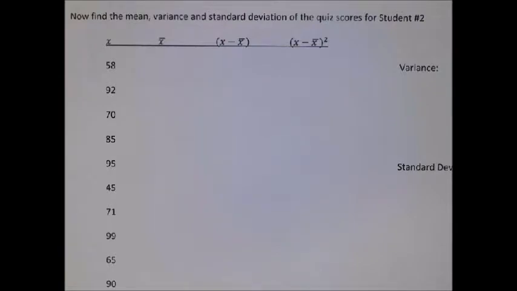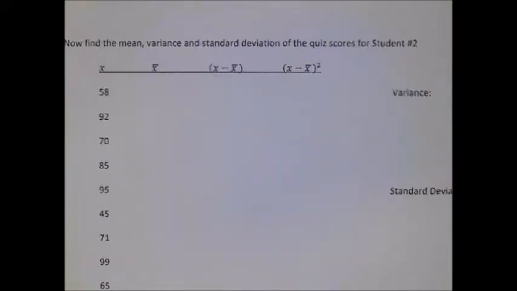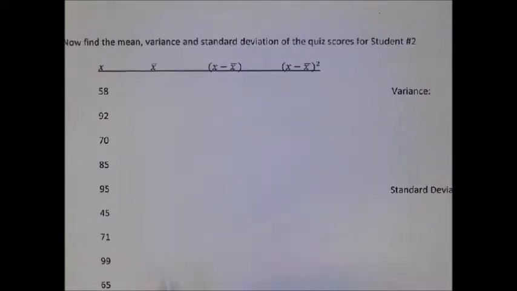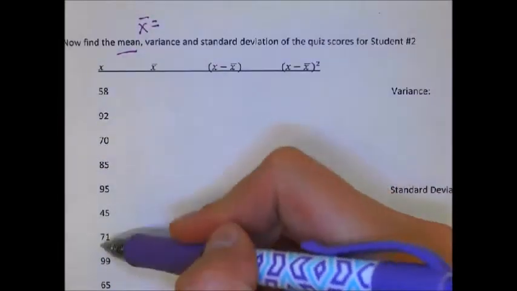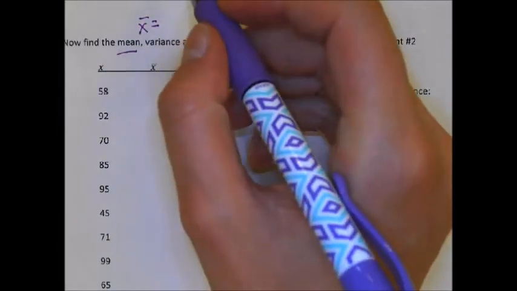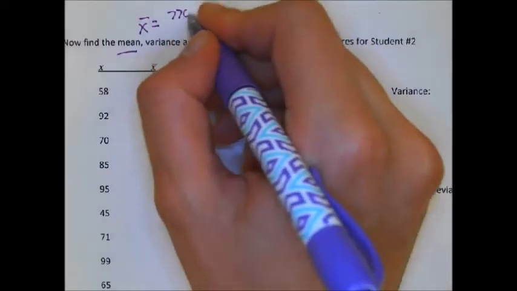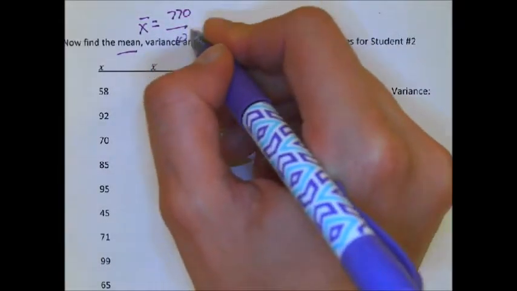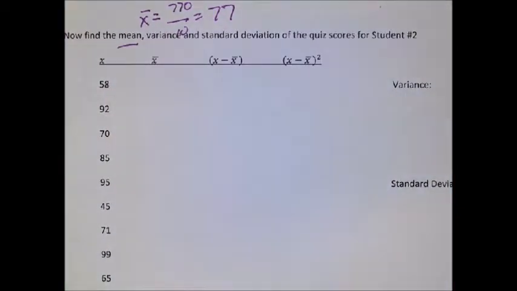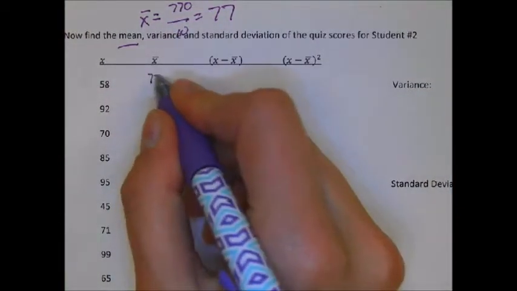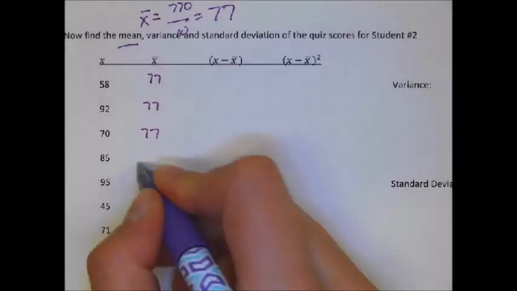Now that you've had time to do it, let's go ahead and walk through it really quickly. I'm going to go quicker on this one. We have to find the mean, variance, and standard deviation. So first of all, for the mean, x bar is, we're going to add all of our data up, and we should get 770 over, there's 10 data points, so our mean is 77. So we're going to go ahead and put 77 all the way down.